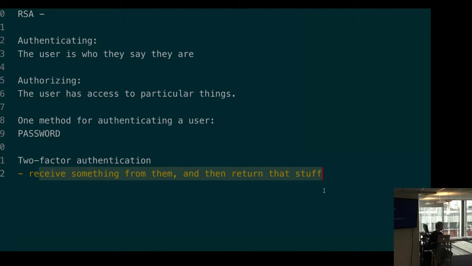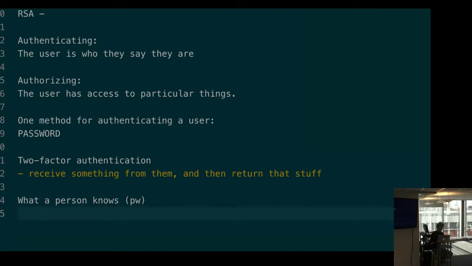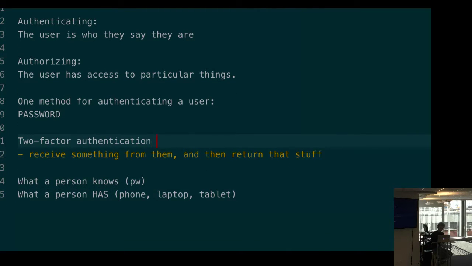But conceptually, the reason that we want to do this is so that we don't just check what a person knows, such as a password, but also what a person has, such as a phone or a laptop or a tablet. We're checking two factors to authenticate. Do they know a particular thing, and do they have a particular thing? It's like a physical key. You need to have a particular key in order to enter a house. Ownership.